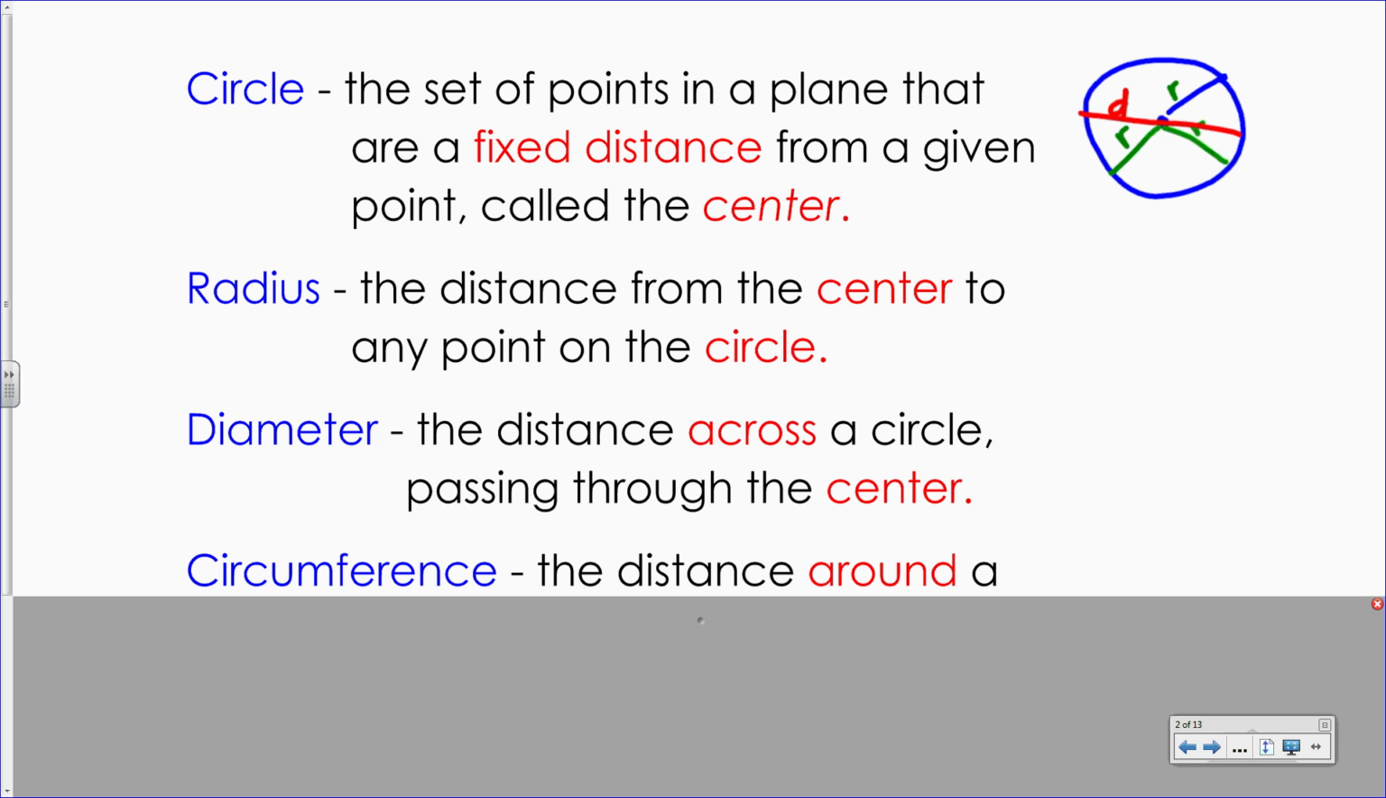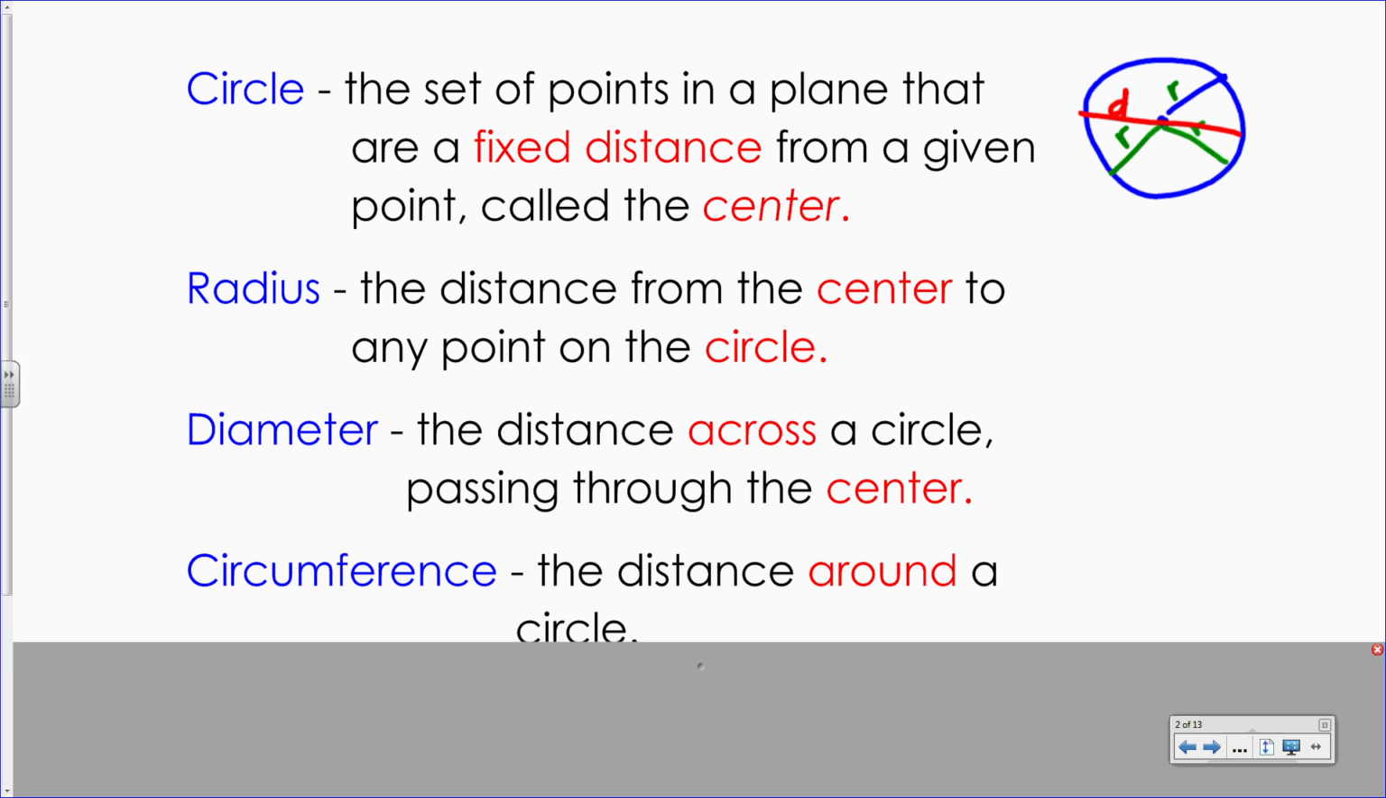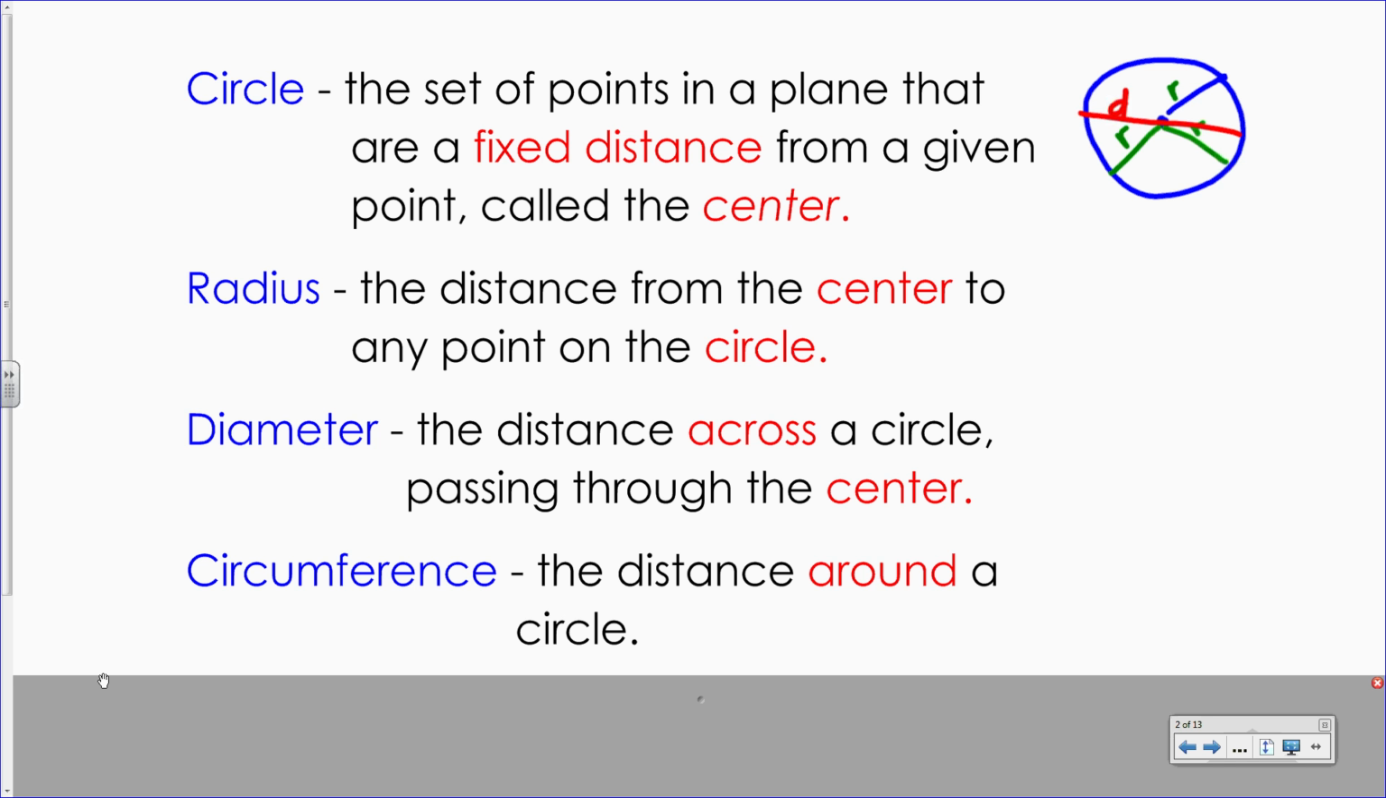And then circumference. Circumference is the distance around a circle. So if you were to walk all the way around the outside of a circle, that would be your circumference.